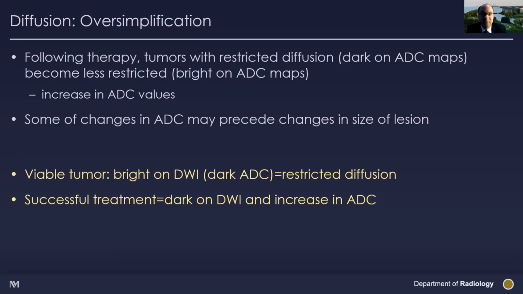They become bright on the ADC maps. You see an increase in the ADC value. And some of these changes, as I'll illustrate in the ADC, may precede changes in the size of the lesion. So oversimplifying it, if you have viable tumor, it's bright on diffusion, dark on ADC. It has restricted diffusion, although not all HCCs restrict diffusion, as you probably know. But successful treatment, you look for it becoming dark on diffusion-weighted imaging and increasing in ADC values.